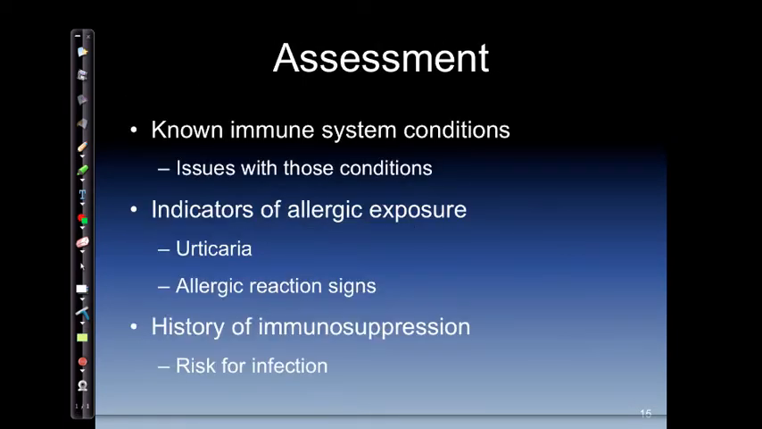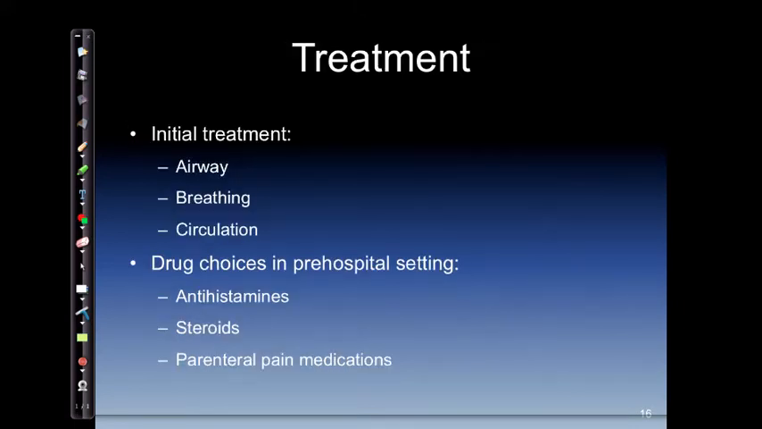On assessment, know the immune system conditions and issues with those conditions, and look for indication of any kind of allergic exposure, like urticaria or other allergic reaction signs. If they have any history of immunosuppression, please get that down and take that into consideration. Also consider a possible risk for infection due to a recent illness or due to medications that they might be on. Treatment, very simply, initial treatment is going to be dealing with their airway, breathing, and circulation.